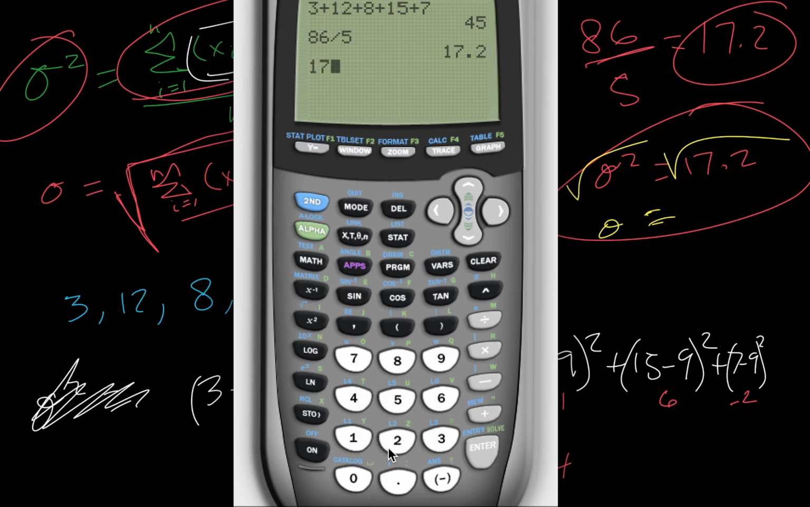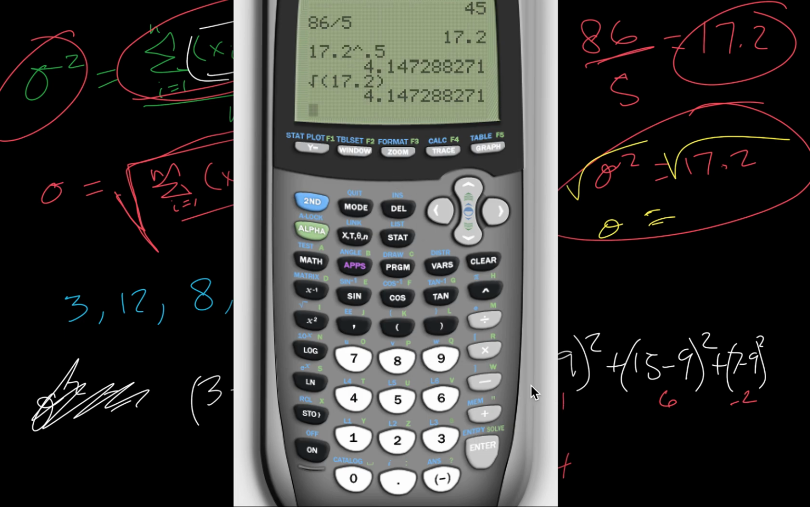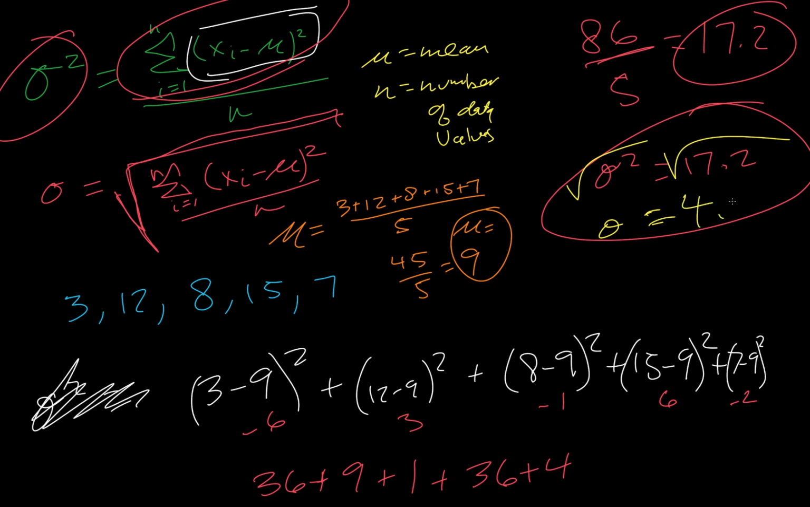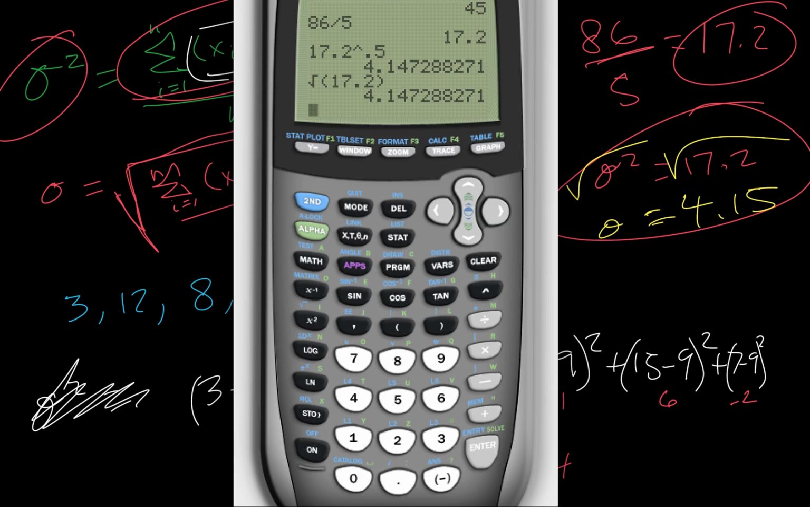So 17.2 raised to the 0.5 is one way we could do it, or we could do second square root of 17.2, and we'll get the same answer. So it's 4.15 if we round and go out to 3 significant figures. Okay? Yeah, that's pretty much it if we're doing it by hand.